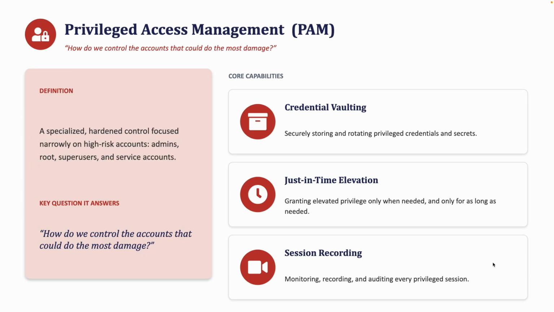Privileged access management is orthogonal to all of those three. Basically, it asks the question of how do we control the accounts that could do the most damage, especially admin accounts, root accounts, or service accounts. And for that, these systems possibly support credential vaulting, securely storing and rotating privileged credentials and secrets, especially when it comes to admins.